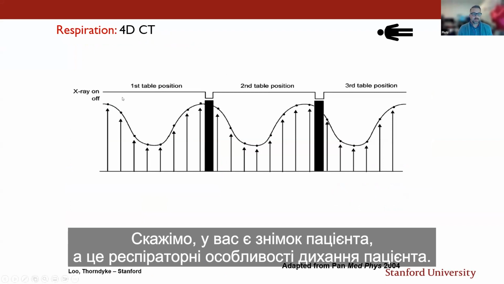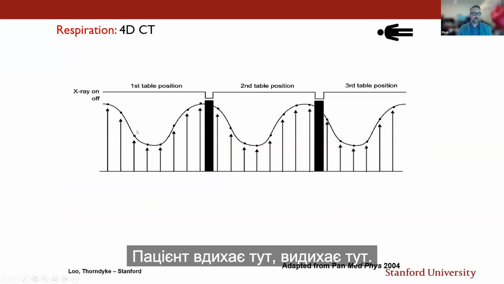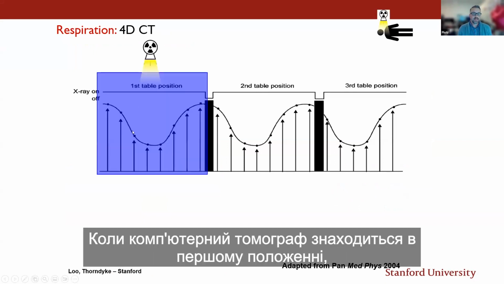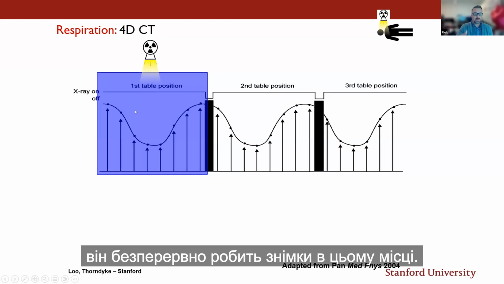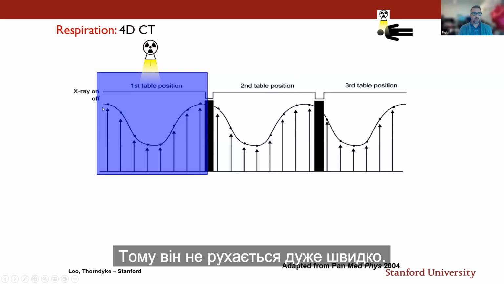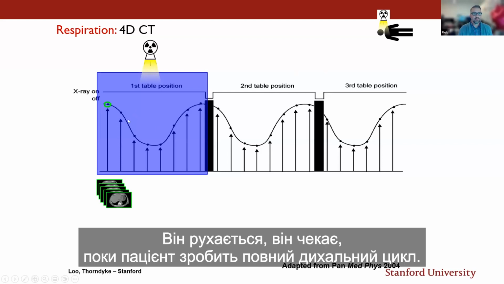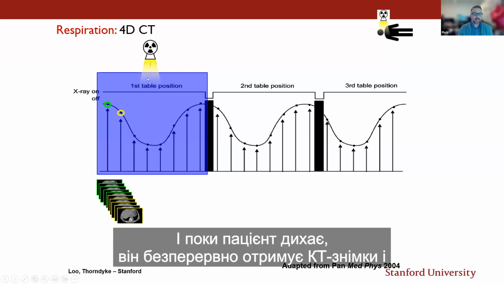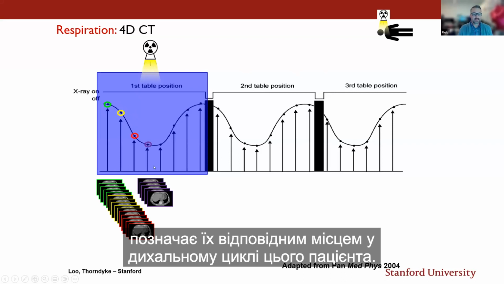So let's say that you have a patient scan. This is the patient's respiratory breathing trace. The patient's inhaling here, exhaling here. When the CT scan is on the first bed position, it continuously captures images. It doesn't move very quickly. It waits for the patient to have a full breathing cycle. And as the patient breathes, it continuously acquires CT scans and tags them with the corresponding location in the breathing cycle of this patient.